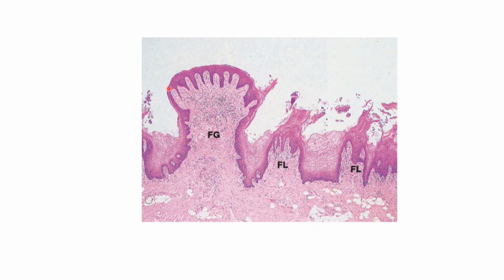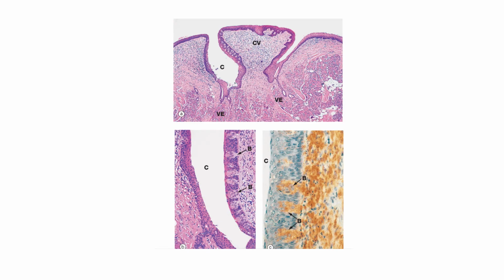Now, this is the club-shaped fungiform, and the filiform papillas. These are conical projections from the epithelium, keratinized at the apex of the cone. This is a cleft. You can see these lighter areas. If you can make out, these are the taste buds, and this is the connective tissue.